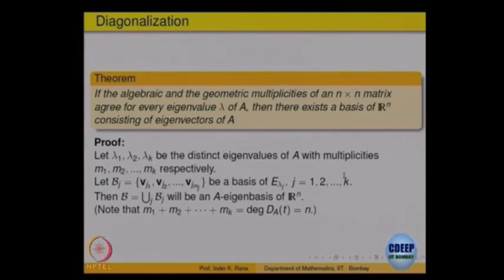The main problem is, given a matrix, to show whether it is diagonalizable or not. What do we have to do? We have to find the eigenvalues of the given matrix. Once you have found the eigenvalues, find the corresponding eigenvectors. Find the dimension of the corresponding eigenspace, which is the same as the null space of A minus lambda I. If the dimension of the null space of A minus lambda I is equal to the algebraic multiplicity for each eigenvalue, then we are through, and we can find a basis consisting of eigenvectors.